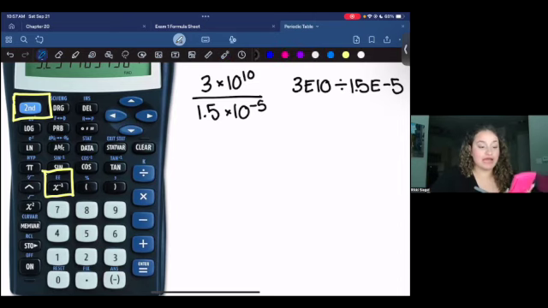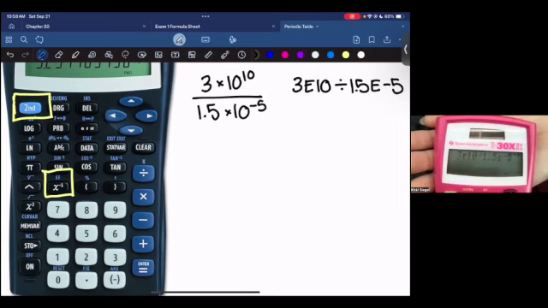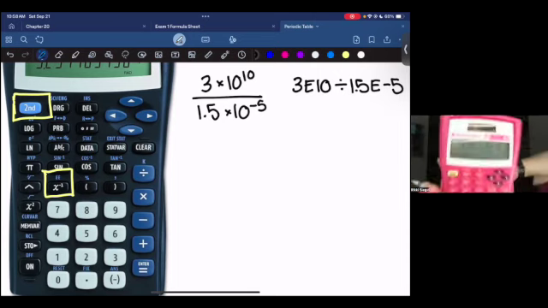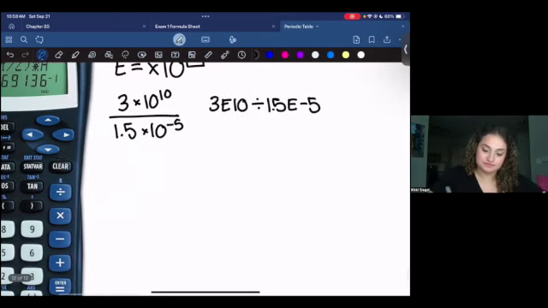When you plug this into your calculator, so that we can see exactly what my calculator would give me, we do 3E10 divided by 1.5 E negative 5. I don't know if you guys are going to be able to see this, but this is what it will look like in your calculator. And when I press enter, I get 2 times 10 to the 15th.